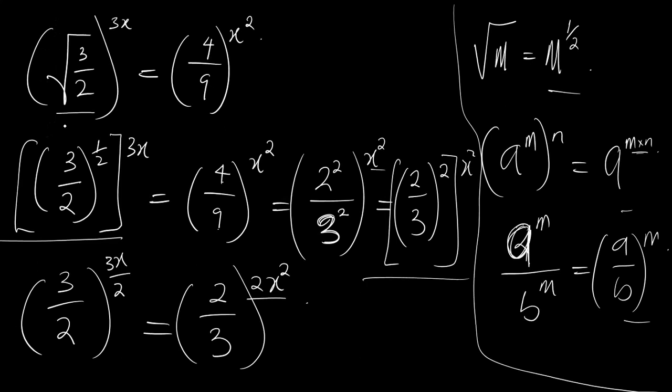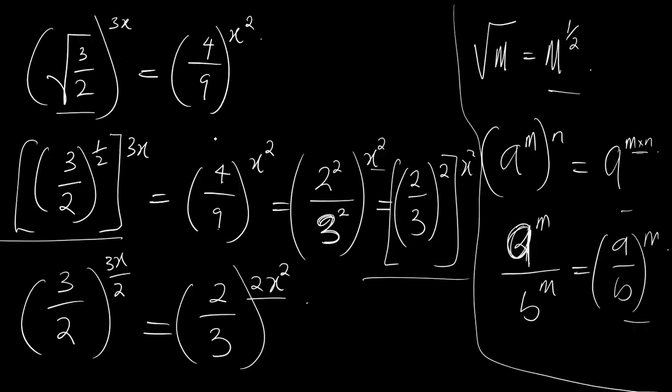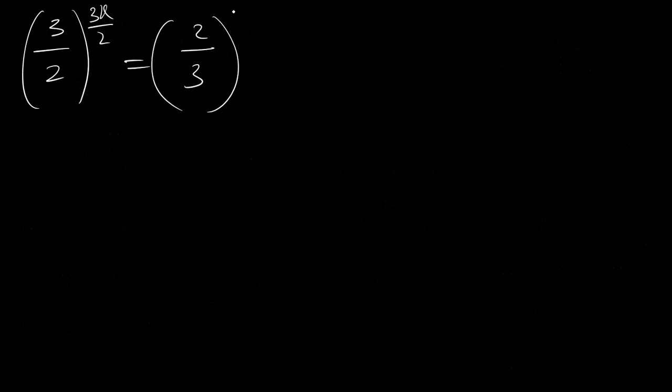So now, let's go back to the next page. You have 3 all over 2 all raised to power 3x all over 2 is equal to 2 all over 3 all raised to power 2x raised to power 2.